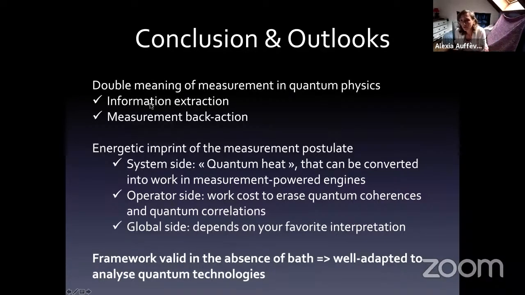There is information extraction on the one hand, but there is also a back action on the other hand, and this back action provides energy. And this energetic imprint of the measurement postulate, you can see it from very different sides. From the system side, this looks like quantum heat, and this quantum heat can be converted into work in measurement-powered engines. If you look at it from the operator side, there is a work cost, and in that specific case I presented, this work cost is here to erase quantum coherences and quantum correlations.